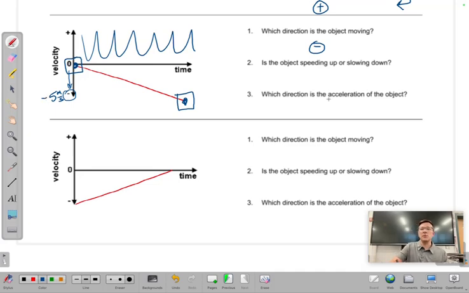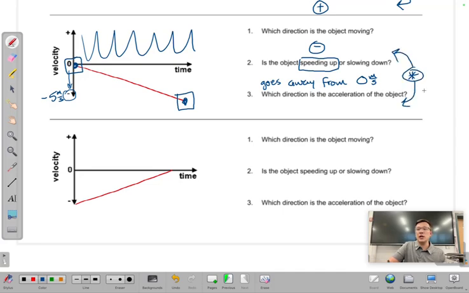That's all that means. So this object is speeding up once again because the line goes away from 0 meters per second. And when the object is speeding up, that means that these two answers are going to match. We have to have an acceleration in the same direction of movement, and then we can double check our answer. Is the slope of this line negative? Yes, it is. Slope tells us acceleration.